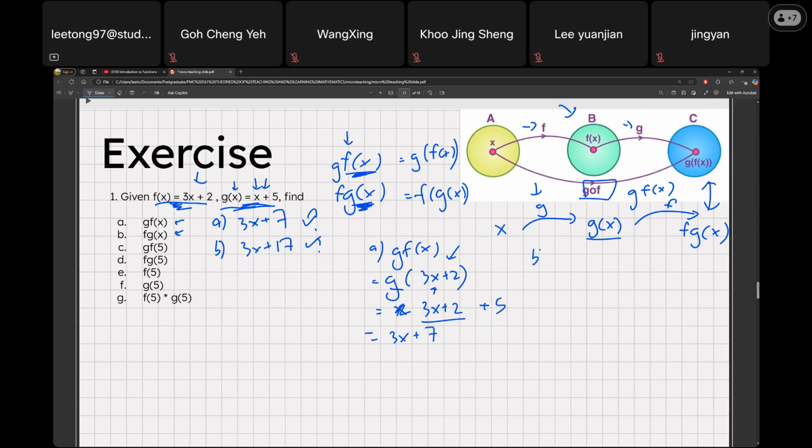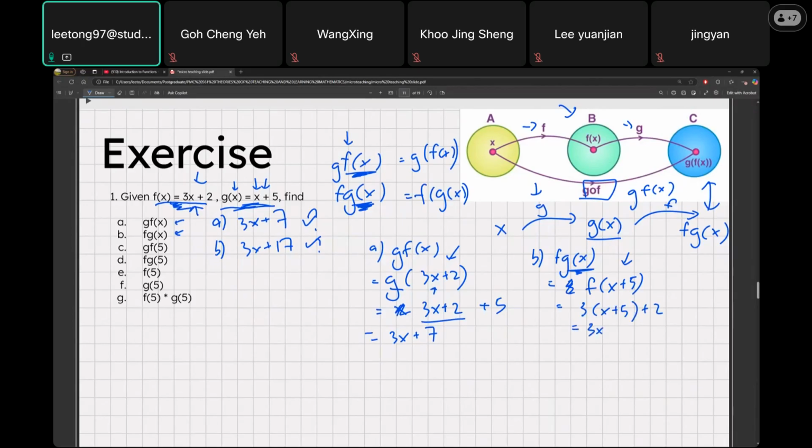Okay, B, fgx. We look at function g first, x plus 5. X plus 5 is a new object for function f. So 3 times x plus 5, plus 2. So 3x plus 15 plus 2.